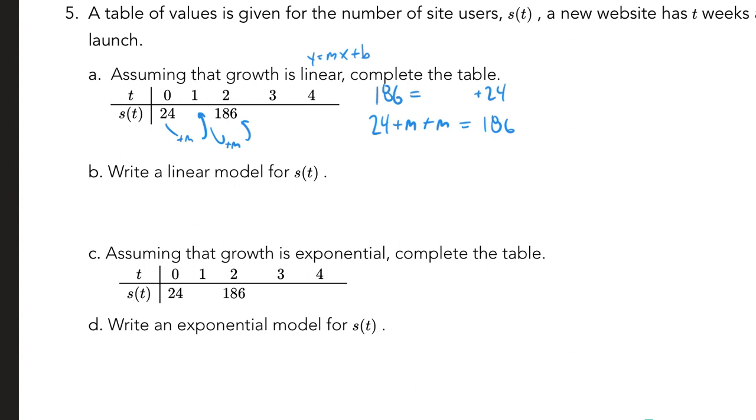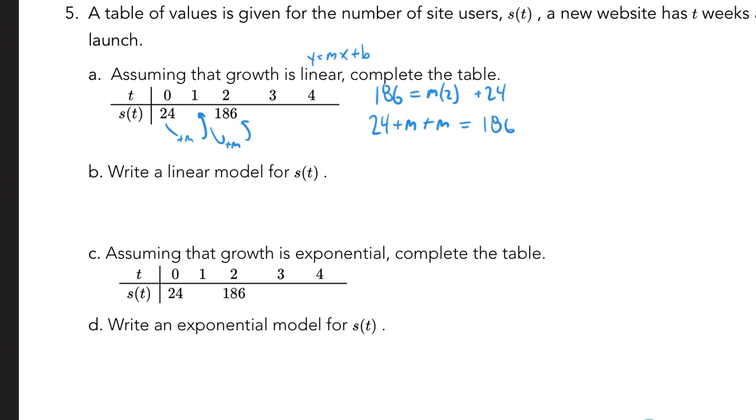So 186 equals, and then m, which we don't know, times x. I have to know x, right? X is the number of steps. Start at 0, took 2 steps, so x is 2. So m times 2.